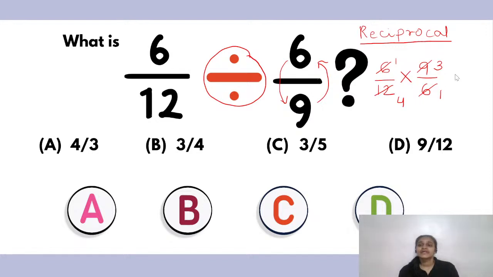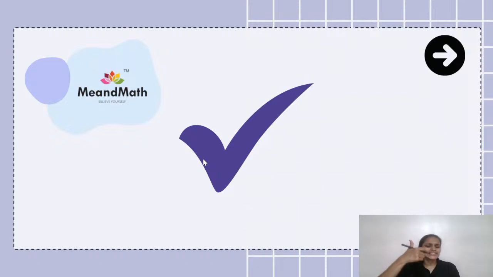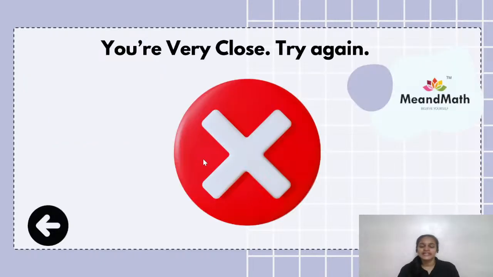So what is left? On top in the numerator we have 3 ones are 3, and in the bottom we have 4 ones are 4. So my answer is B. My correct answer is B, and yes, whoever has given the answer B, you all are absolutely right. Good job. So, I hope you have understood the concept of reciprocal.